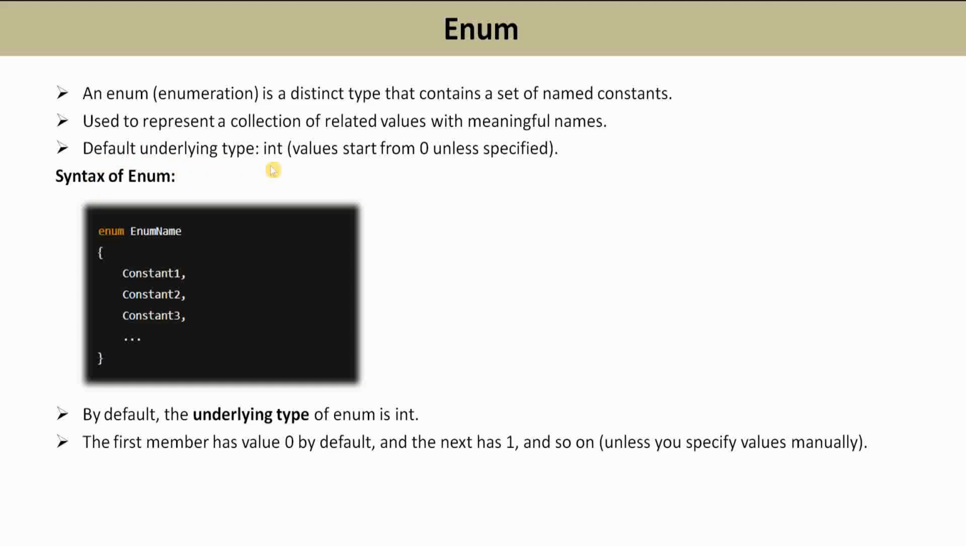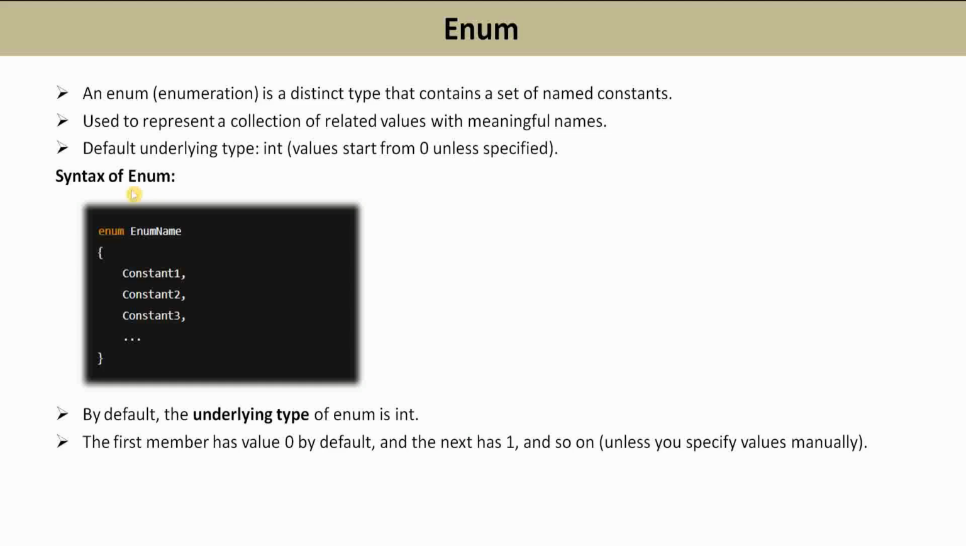The default underlying type is int, and values start from 0 unless specified. So in an enum table, if we only provide the named constant names and no values, then it starts the value from 0. But if we provide some numeric value for a constant, like 1, 2, or any value, then it starts from that value. Otherwise, if unspecified, by default it starts from 0 and increments one by one to the next values.